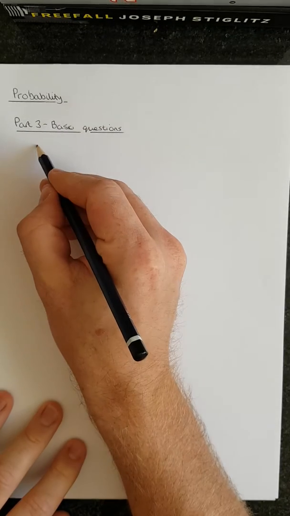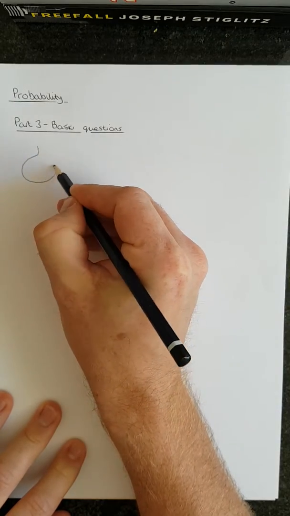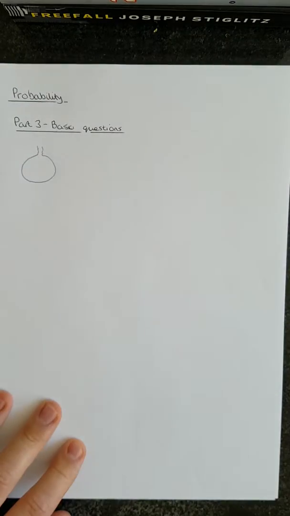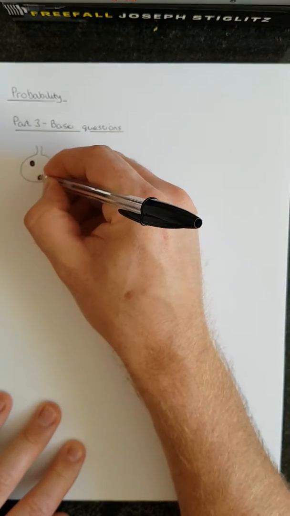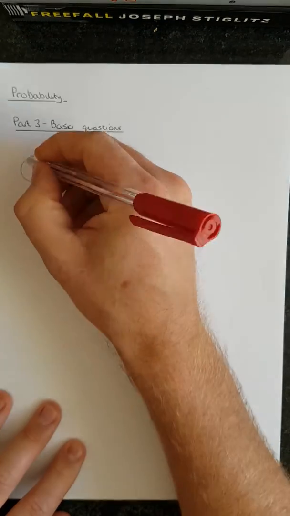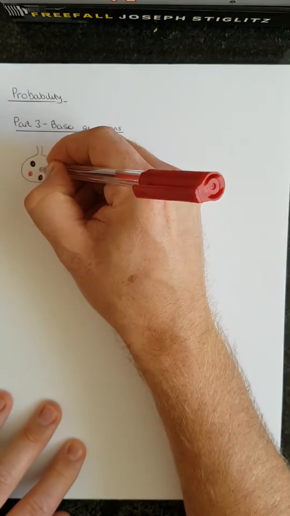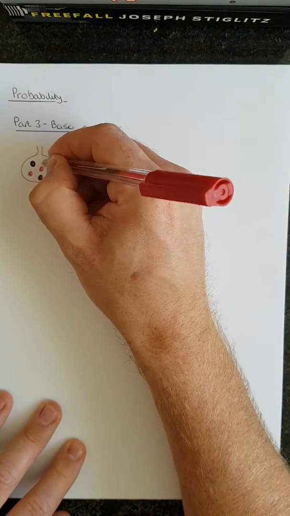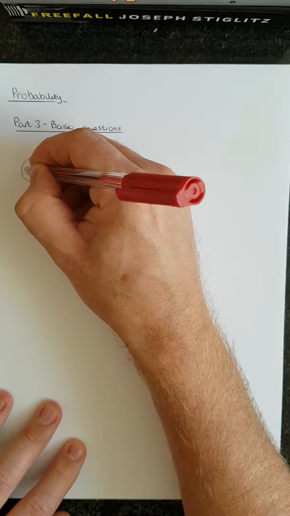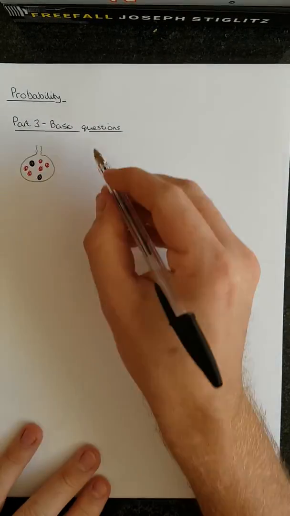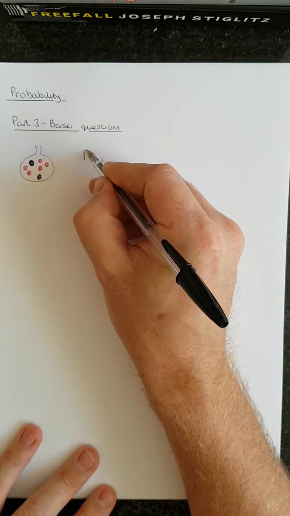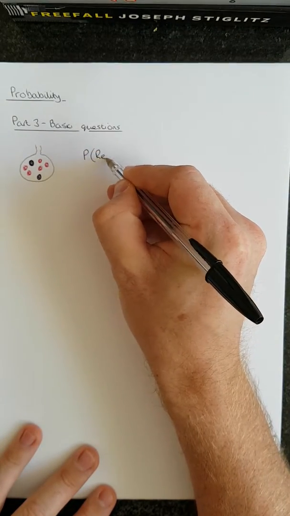So, I've called this section Basic Questions because at first glance they will appear quite straightforward. But then we're going to introduce a new rule off the bat, so don't give up just yet. Now I'm going to start with another set of beads that are trapped in a bag. So, what is the probability that a bead is red?